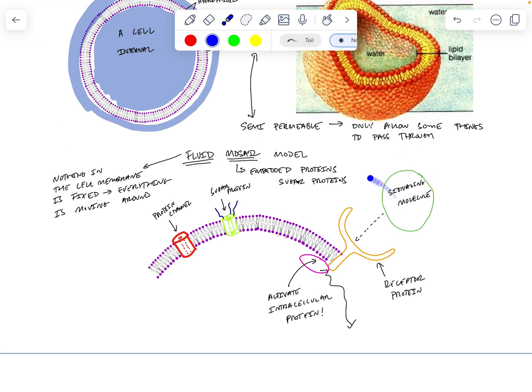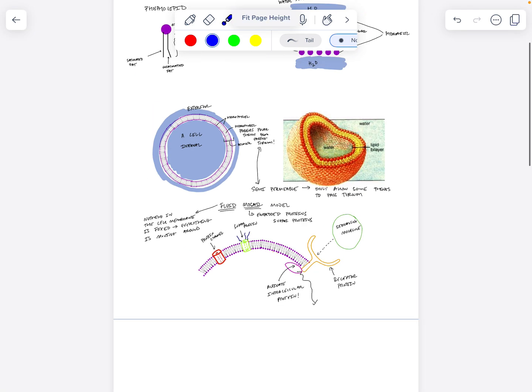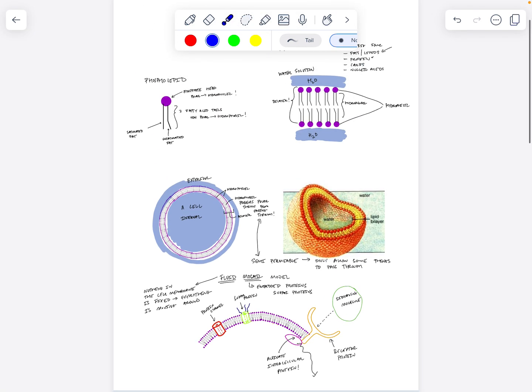So this fluid mosaic model of the cell membrane shows us that nothing is fixed in the membrane. It's all freely diffusing around, and then it's not just phospholipids. It's a mosaic of a bunch of different components, primarily proteins. Okay, that's all.